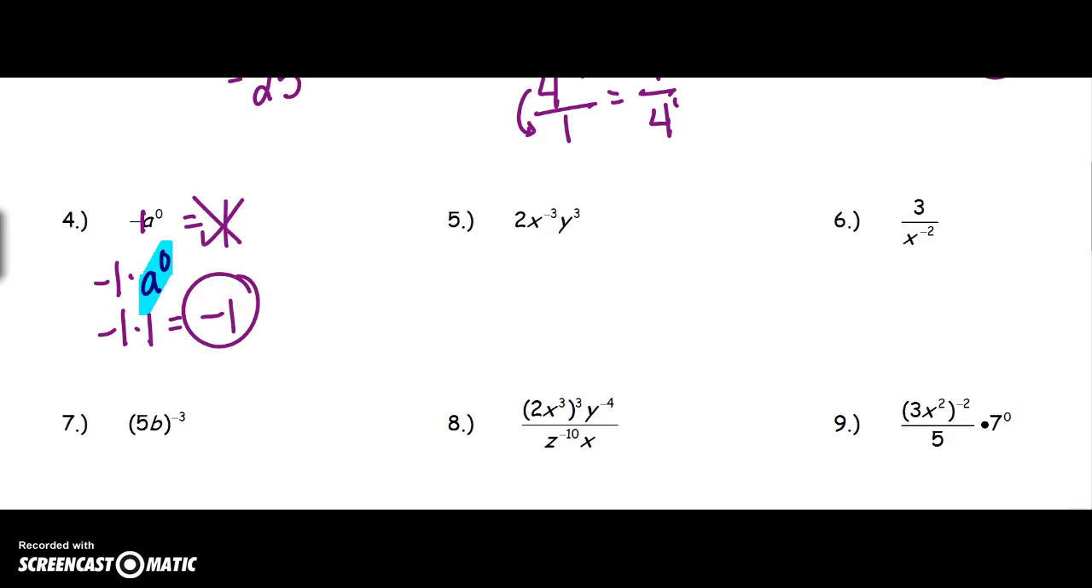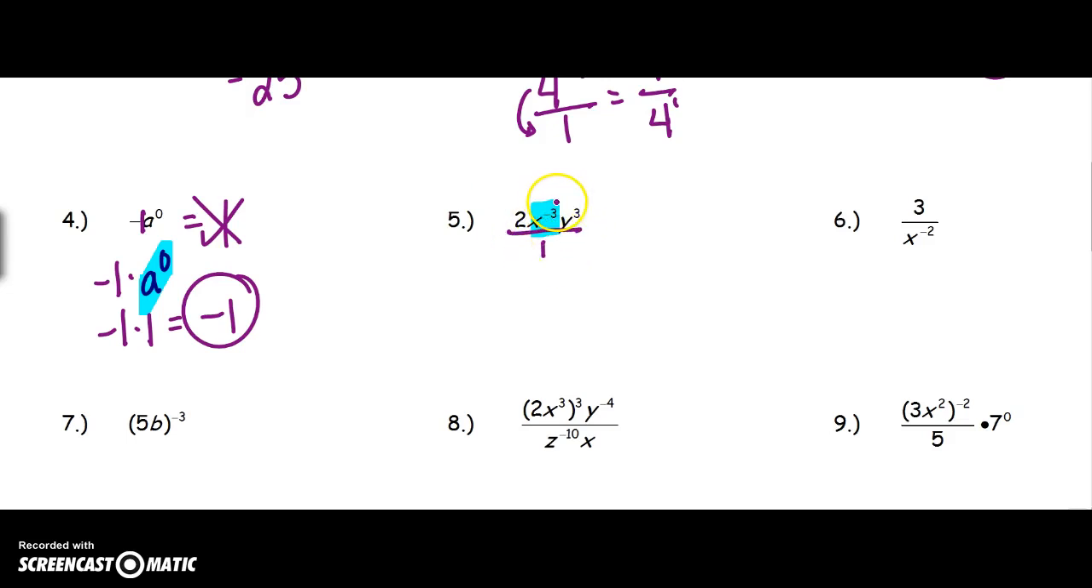In example 5, nothing can be simplified. There's no exponent on 2. X and y are not the same bases, but if you notice, x has a negative exponent. What we have done so far is just move and take the reciprocal, so we would move what's on the top to the bottom and what's on the bottom to the top. In this instance, there's nothing on the bottom but a 1.